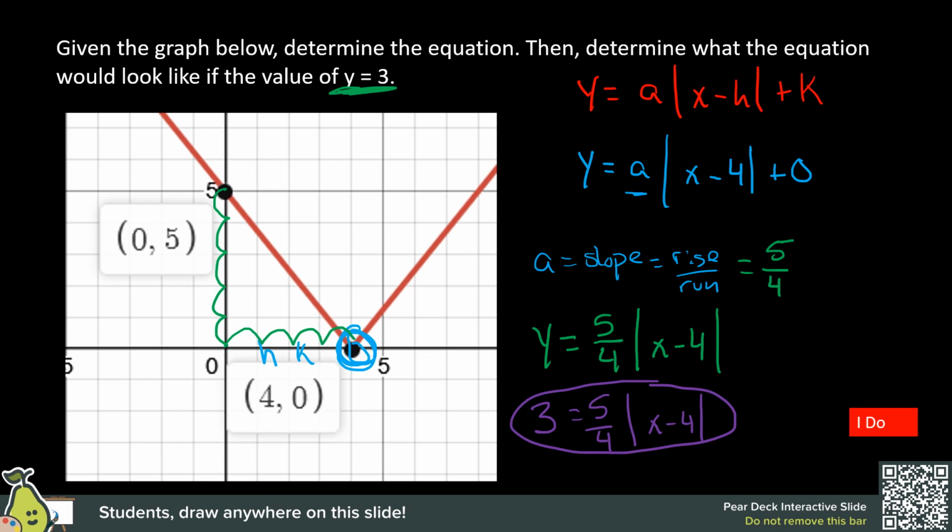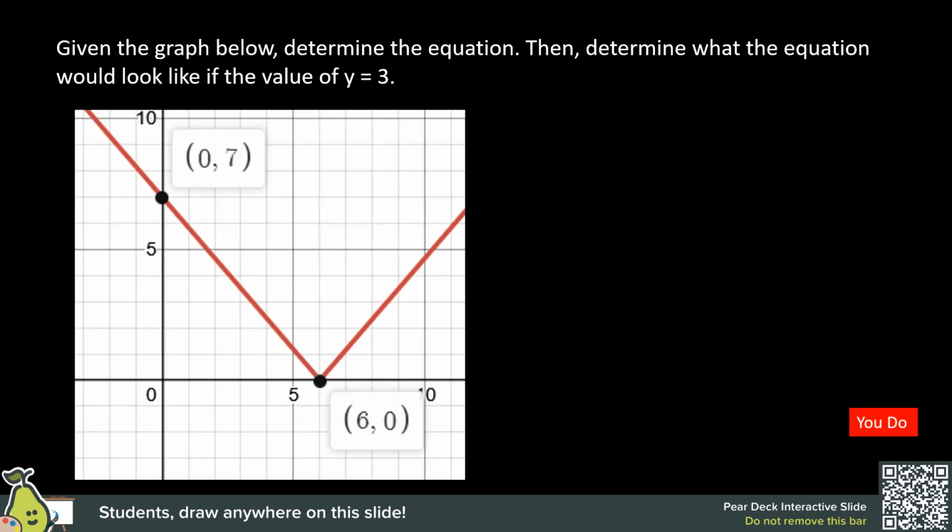So the skills here is, one, you need to be able to identify the vertex, and that is your h and your k. And then to get your a value, it is going to be the change of your rise over the change of your run. Okay, and you'll always be given 2 points to do that.